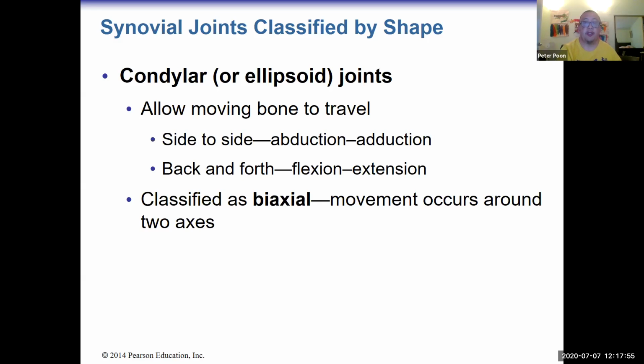Condylar or ellipsoid joints. Some books break it down into more elliptical, therefore ellipsoid, or condylar, less elliptical. I don't care, they're all called condylar joints. Condylar joints allow for two directions. Two is bi, so biaxial. Abduction, adduction, and flexion, extension. So two axes.